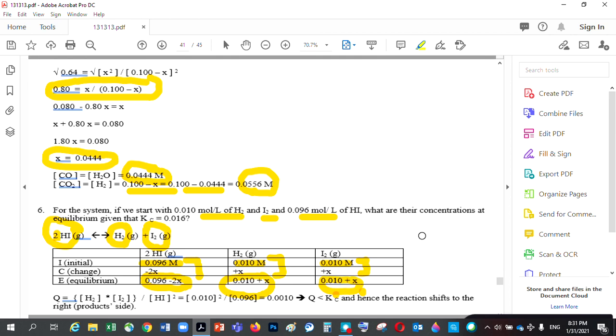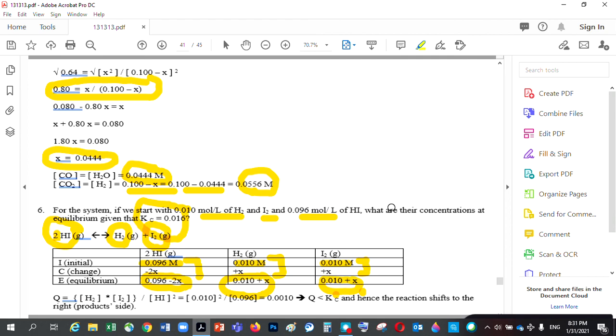Now, the problem here is that we were given the Kc value, but we don't know where the reaction would go, because we have the initial concentration of all the reactants and products at the same time. So we don't know where the reaction will go. Shift left or shift right, we don't know. So which will be more favorable? The right side, the product side, or the left, the reactant side?